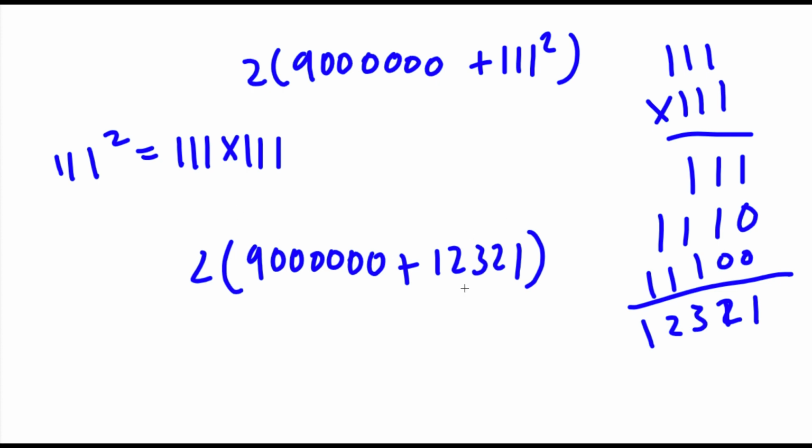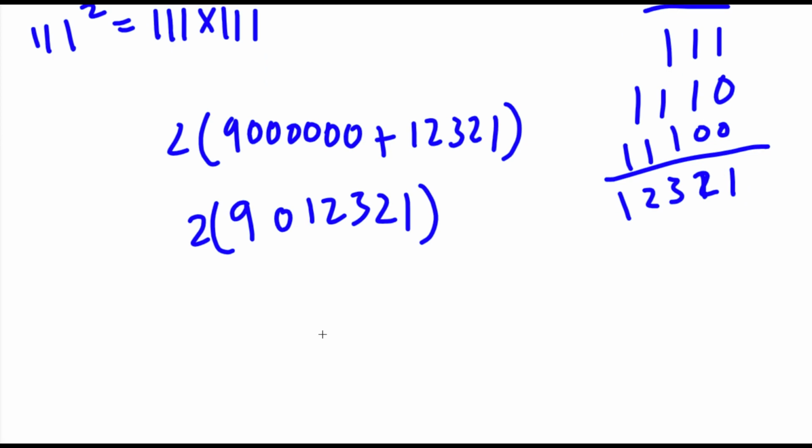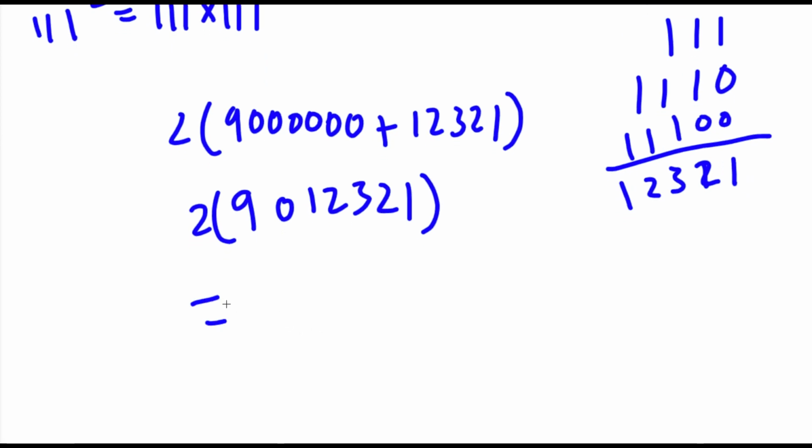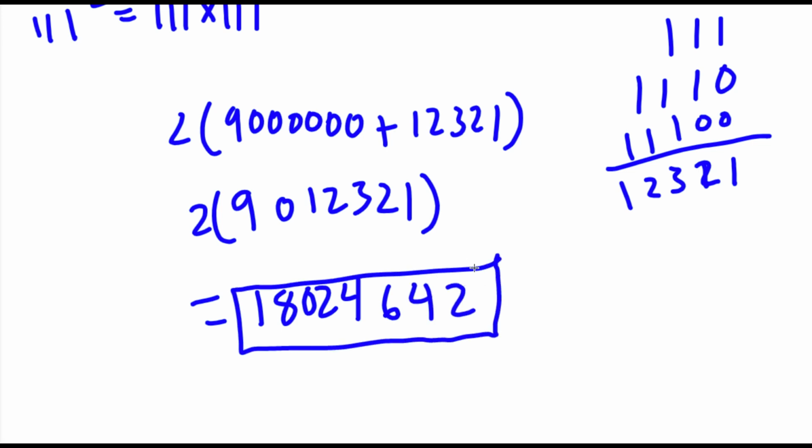Now, 9 million plus 12,321 is going to be 9,012,321, times 2. And this is going to equal 18,024,642. So this is our answer.